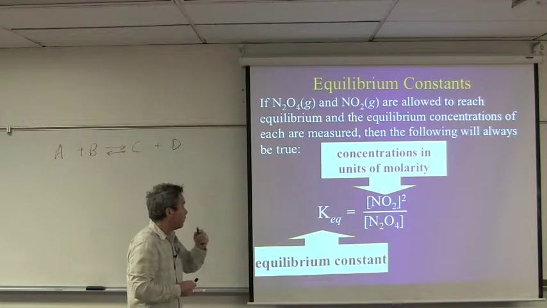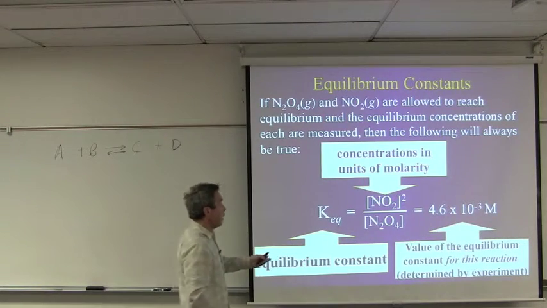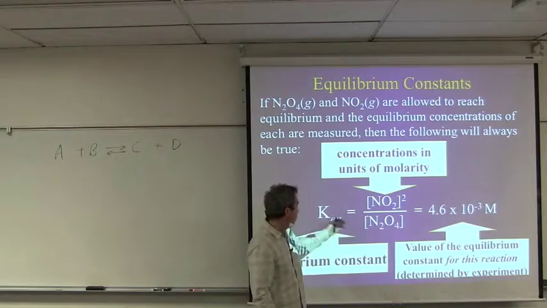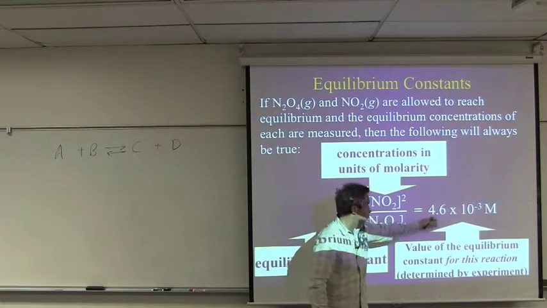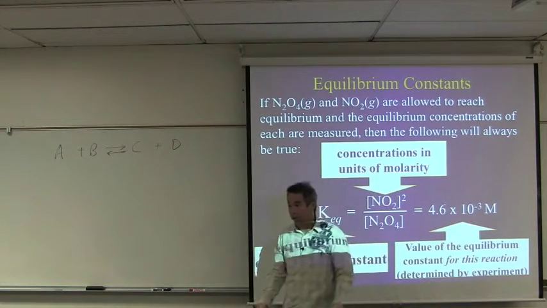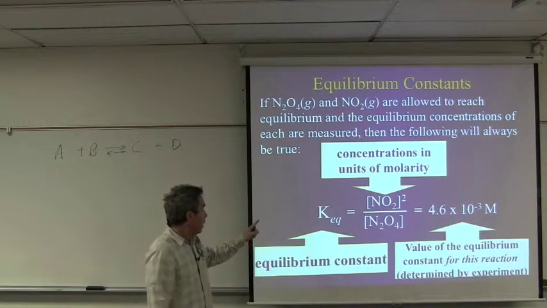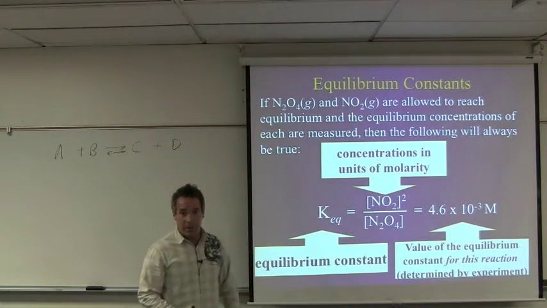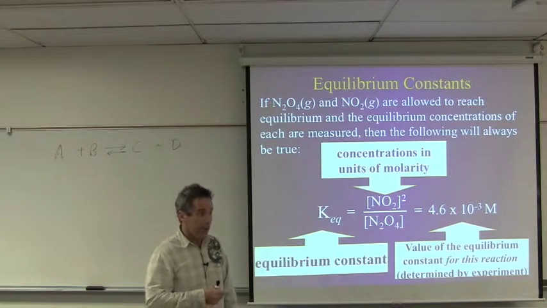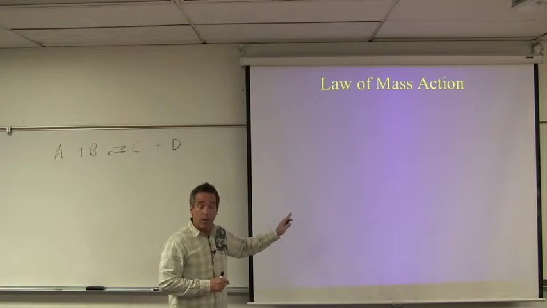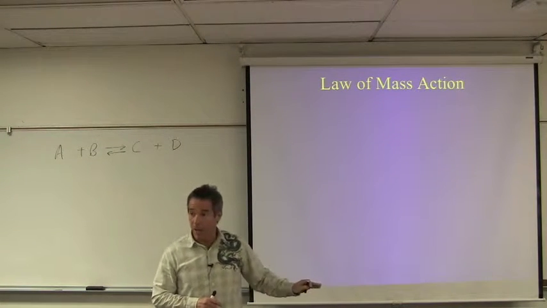Let's continue though. For this reaction, how do you get this number? You get it experimentally. People make these measurements. For this reaction, that number happens to be 4.6 times 10 to the minus 3 molar. You don't have to remember that number. There'll be about 3 equilibrium constants I'll want you to know over the next couple chapters. I'll let you know which ones I want you to know. That was the equilibrium constant for that particular reaction.